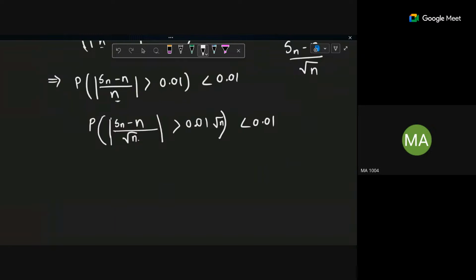So now compare it with our CLT. Sn minus n divided by square root n. This is our mean, this is our standard deviation. And this is greater than some value. What should it be? Probability that modulus of Z is greater than 0.01 square root n. Fine.